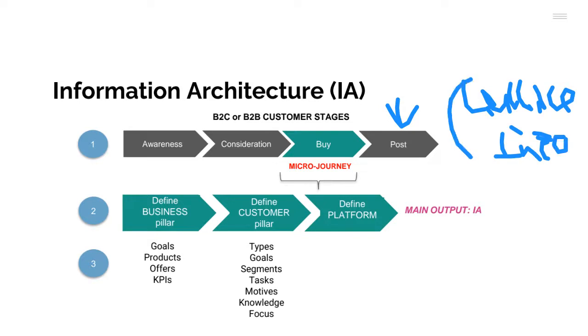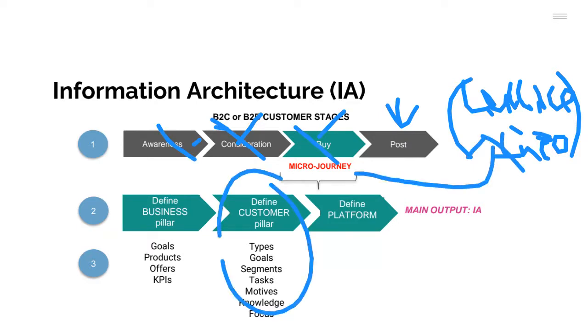I'm already done. So I have very specific, different needs than someone else. I'm not buying. I've already bought at this time. So what is my micro journey? And who is the customer? What does the customer know about me? And how do I support him?